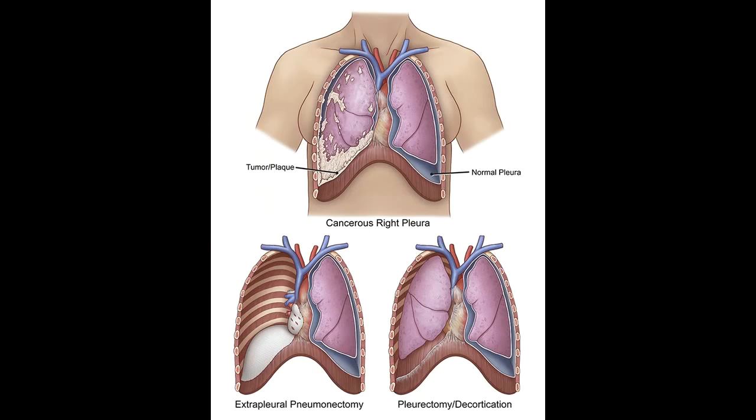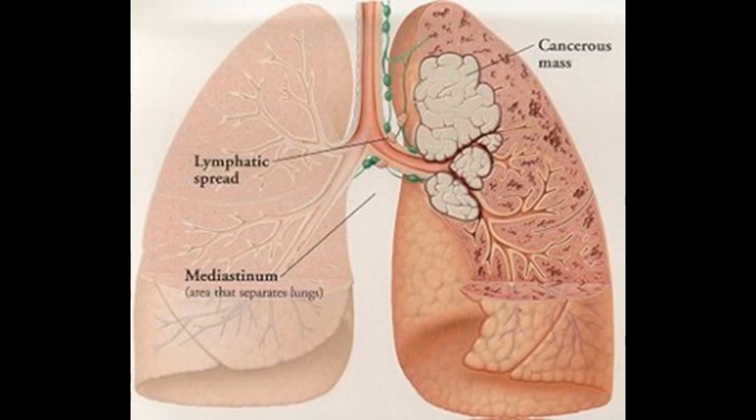Mesothelioma treatment. While no cure currently exists, mesothelioma patients can improve their prognosis through various treatments, including surgery, radiation, chemotherapy, and experimental therapies tested in clinical trials. There are 5 primary types of treatment for mesothelioma.